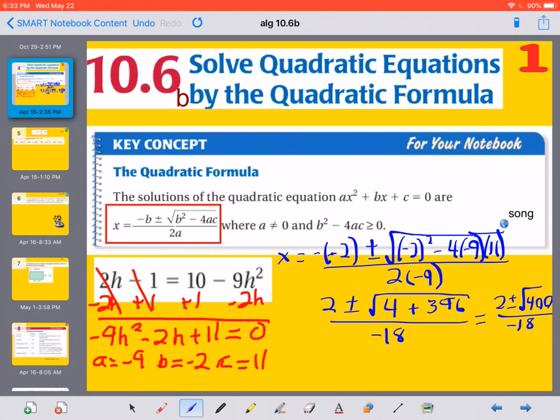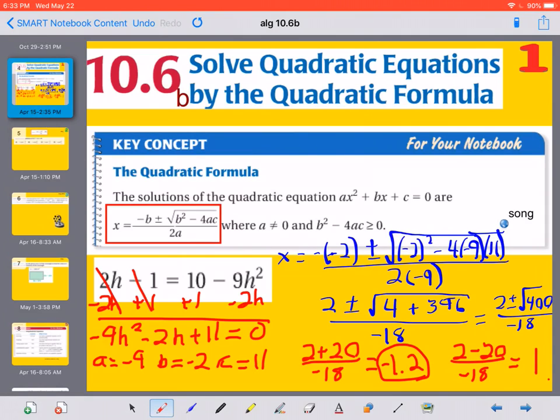Now the square root of 400 is 20, so we'll have 2 plus 20 divided by negative 18, and 2 minus 20 divided by negative 18. 2 minus 20 is negative 18. Negative 18 divided by negative 18 is 1. But 2 plus 20 is 22 divided by negative 18 is going to give us a negative 1.2. So our two answers are negative 1.2 and 1.